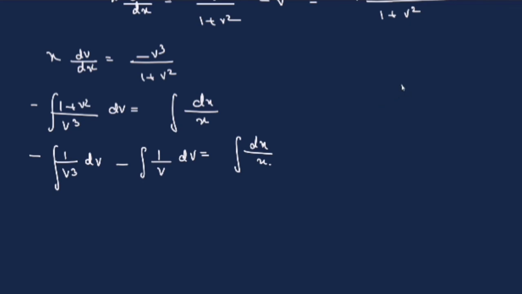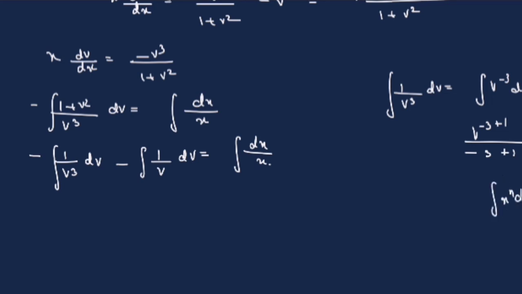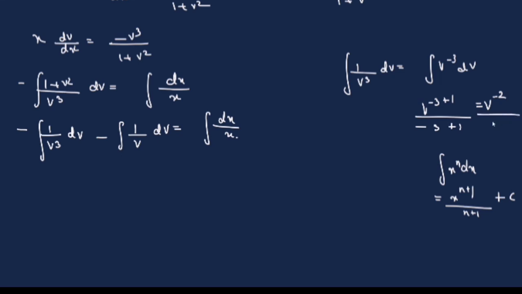So you know that 1 by v cube is nothing but v power minus 3. What is the integration of v power minus 3? V power minus 3 plus 1 by minus 3 plus 1. That is the integration of x power n formula. X power n formula is x power n plus 1 by n plus 1. So use that here. So v power minus 2 by minus 2. Then what is the integration of this? Minus log v. This is log x. Put one log c.